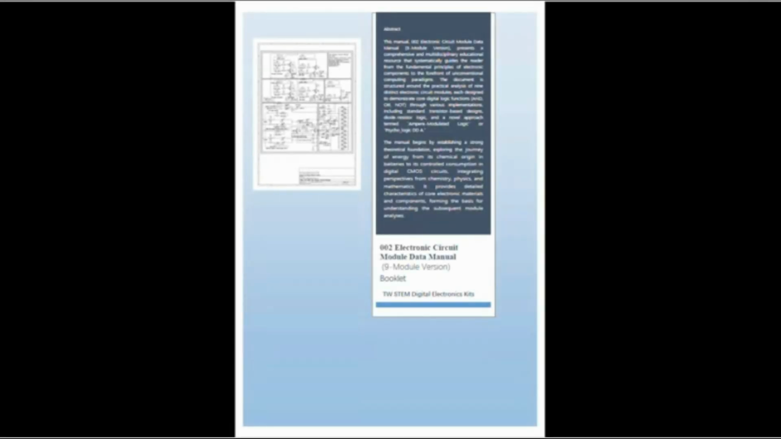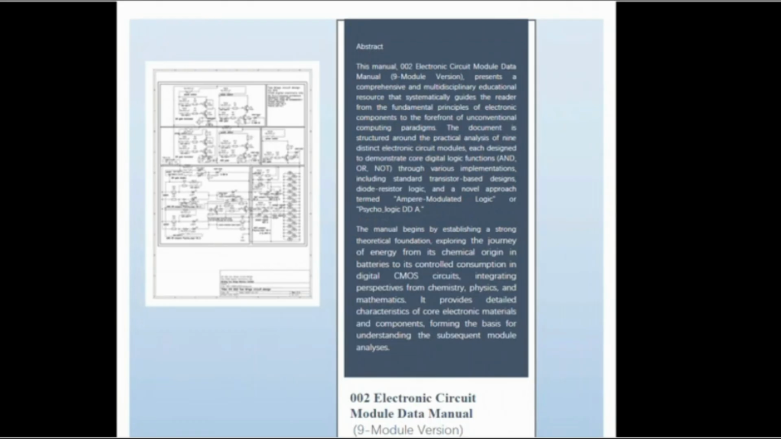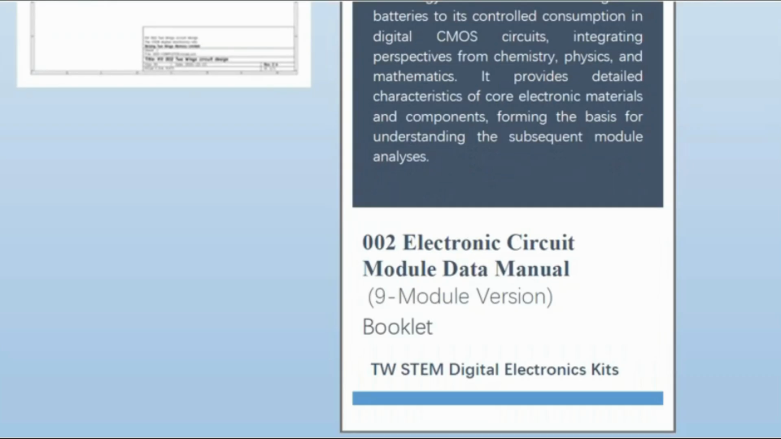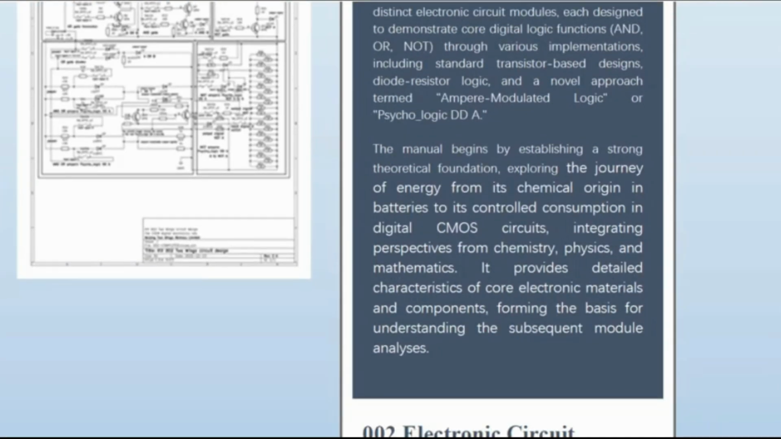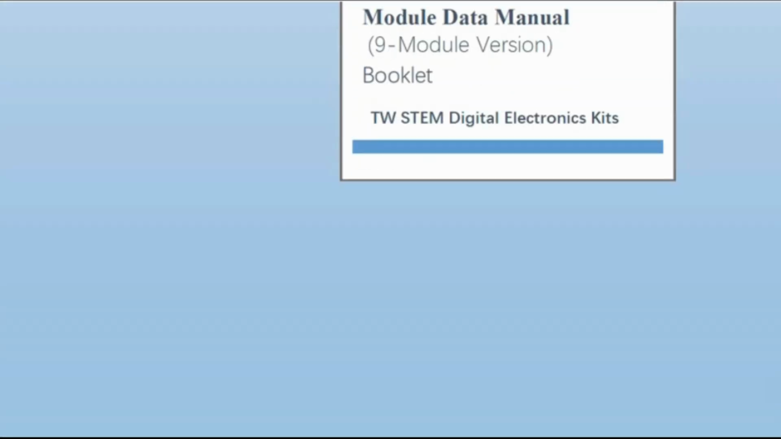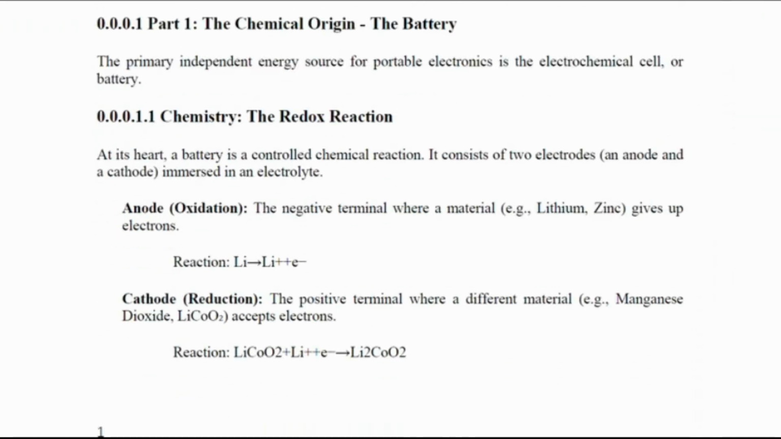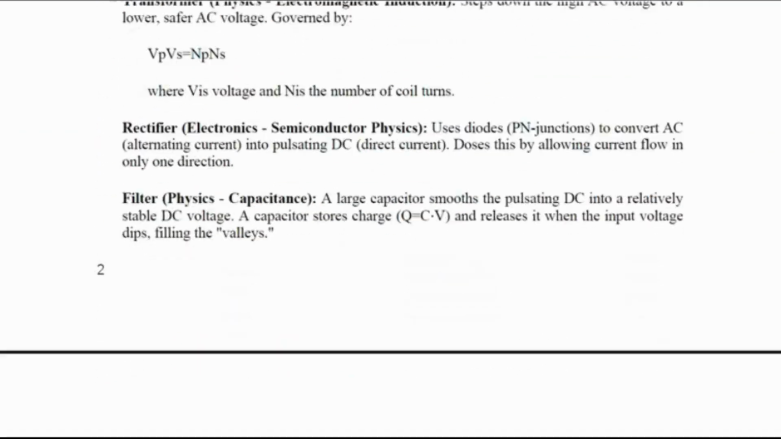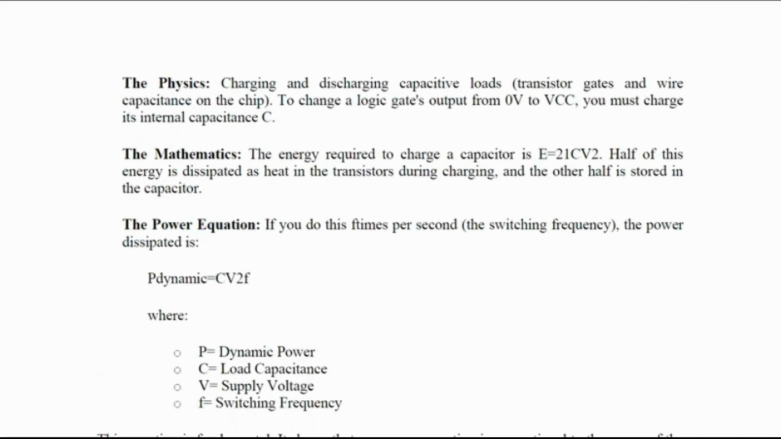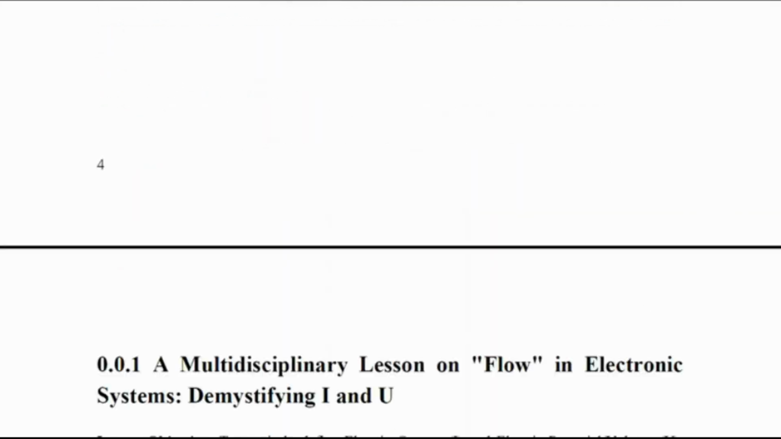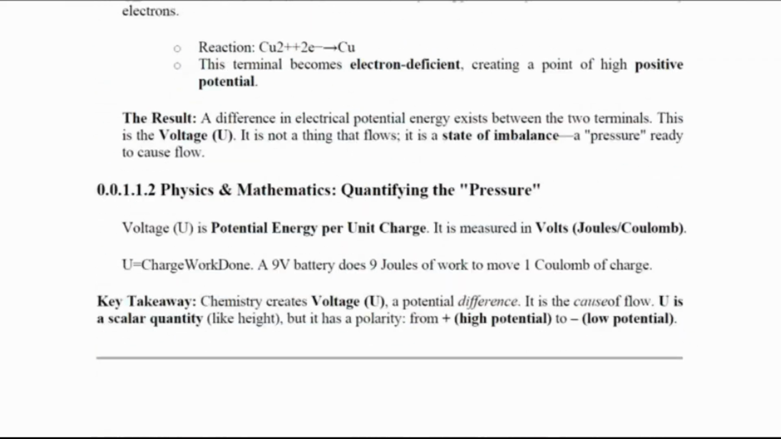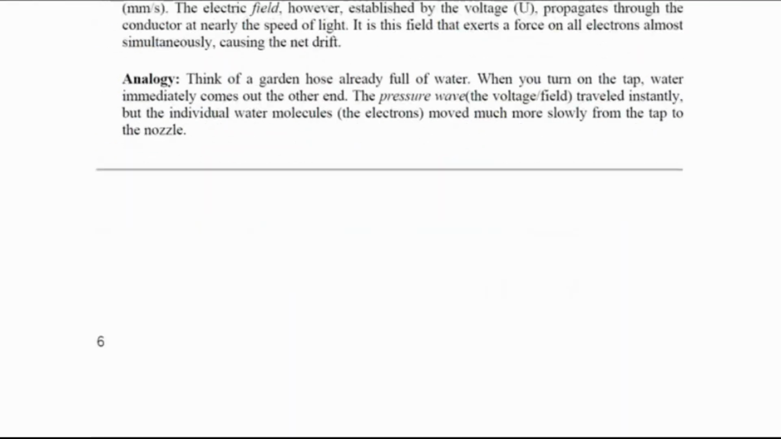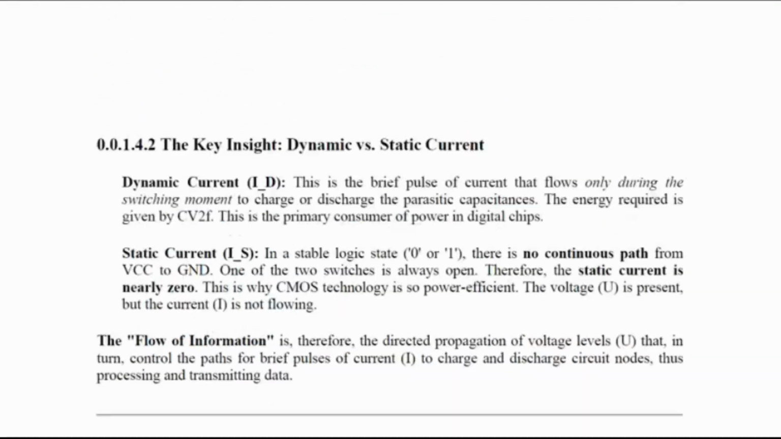This is the data manual for the TwoWings STEM Kit 002, a comprehensive 9-module journey into digital electronics. It builds a multidisciplinary foundation, tracing the path of energy, from its chemical origin in a battery, through the physics of voltage and current, to its final, controlled consumption in a digital CMOS circuit. This integrated perspective from chemistry, physics, and mathematics is the essential first step.